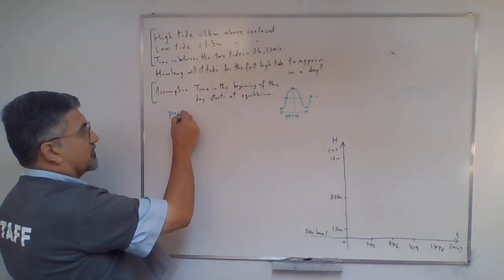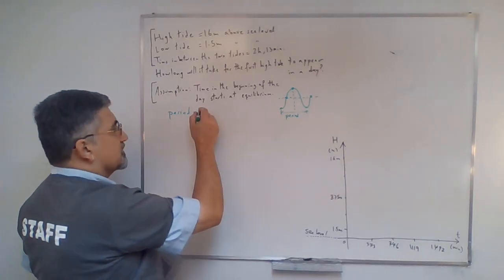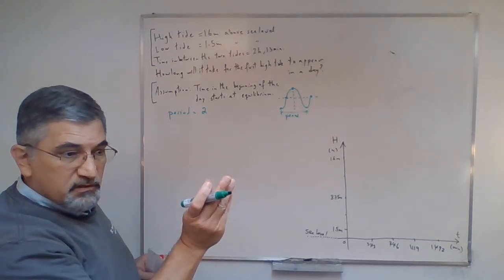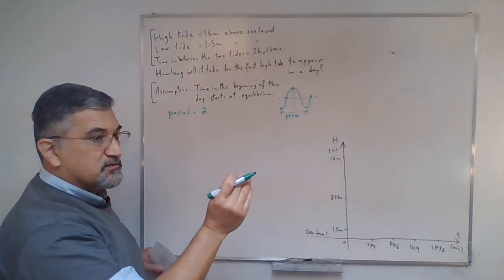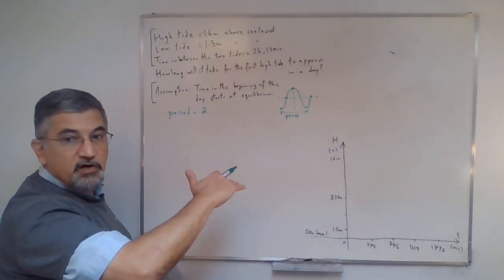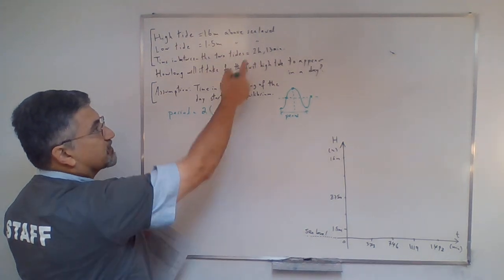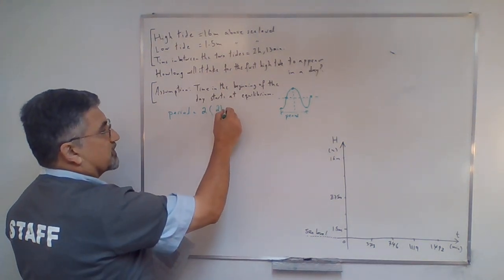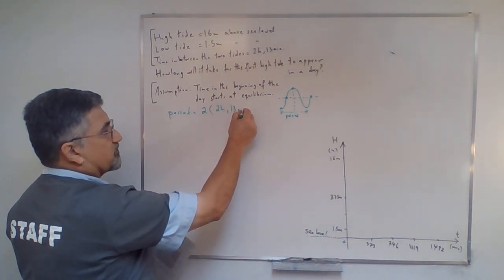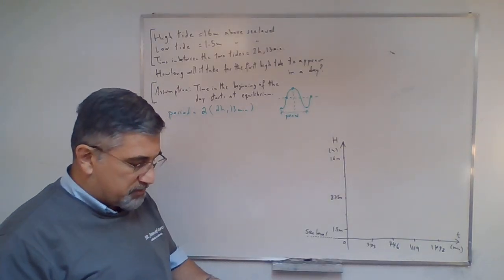the period, which is the length of one cycle, is 2 times the size of the time that it takes for the water level to go from low tide to high tide. So 2 times the 2 hours and 13 minutes time. If you double that time, that's going to be the period, of course.